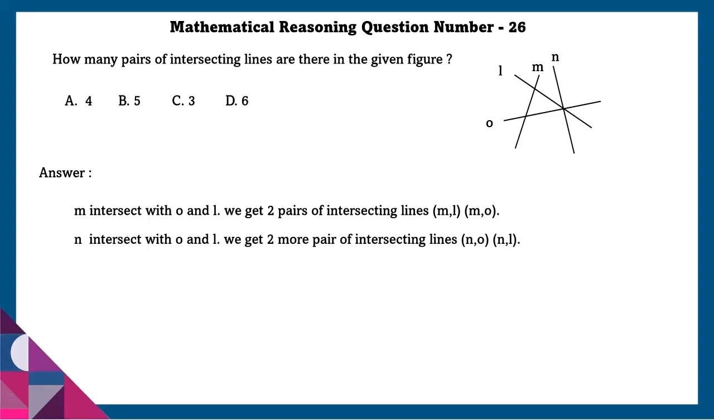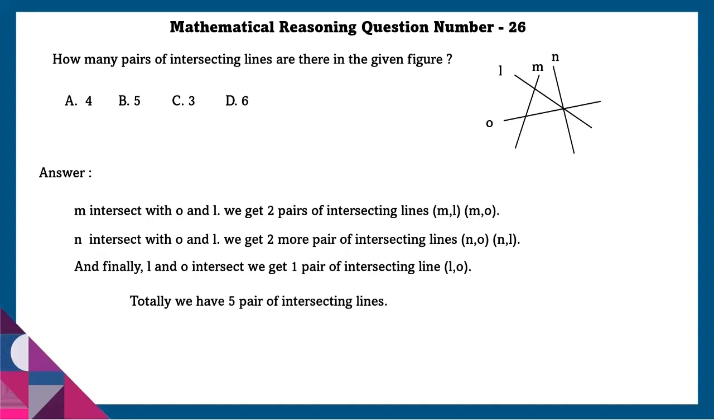N intersects with O and L. We get 2 more pairs of intersecting lines, that is NO and NL. And finally, L and O intersect. We get 1 pair of intersecting line, that is LO. Together we have 5 pairs of intersecting lines.